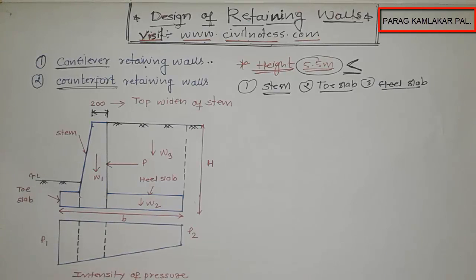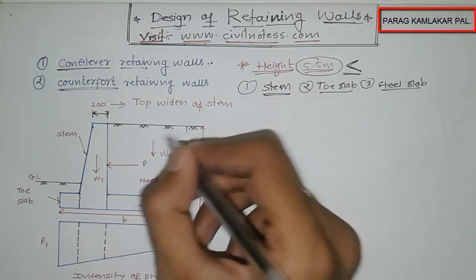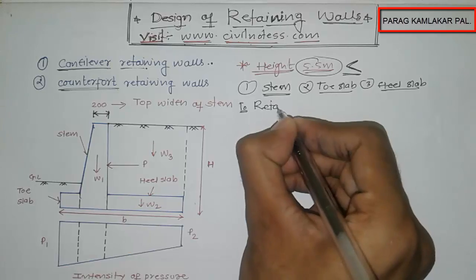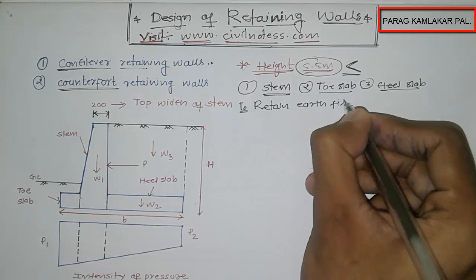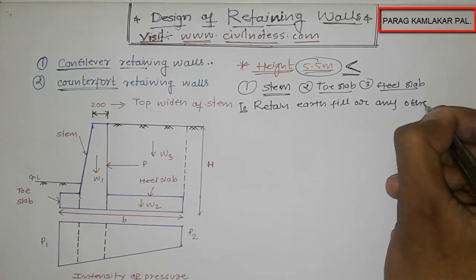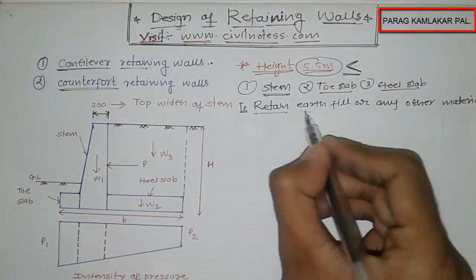Retaining walls are used to retain earth fill or any other material, so the ground surface at different elevations is maintained on either side of the retaining wall. The main reason for the retaining wall is that it is used to retain the earth fill or any other material. From the name itself, retaining wall simply tells that it is used to retain the earth fill or any other material. So this is exactly the main reason why we use the retaining wall.